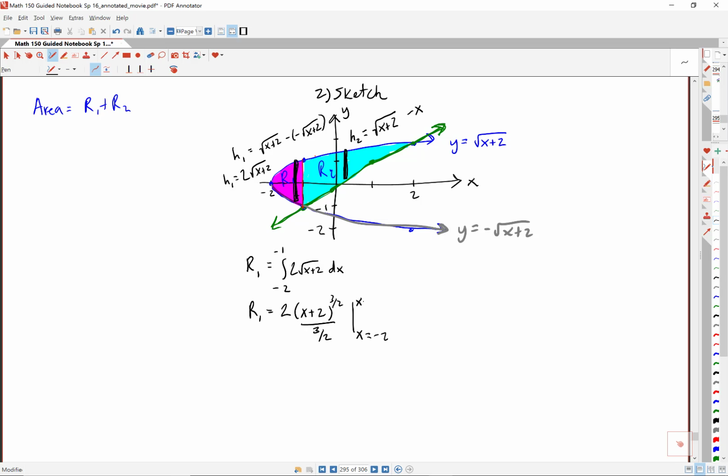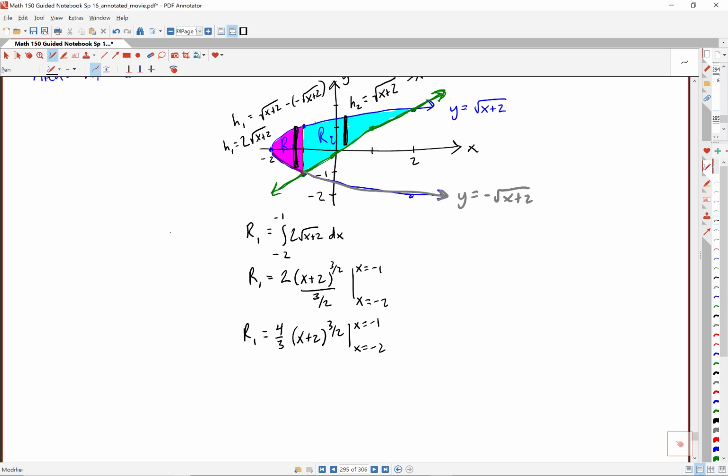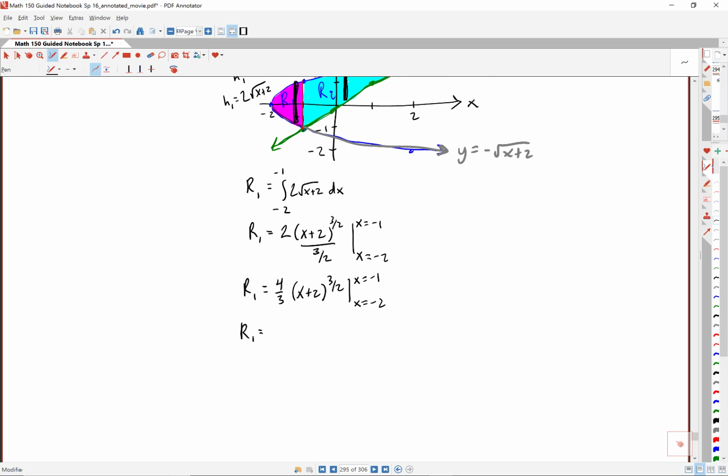So region 1 will be 4/3 times (x plus 2) to the 3 halves from x is negative 2 to x is negative 1, which will give us 4/3 times the upper limit of negative 1 will just give us 1 to the 3 halves, and then minus negative 2 plus 2 is 0, so you just have 0 to the 3 halves. So region 1 is 4/3 square units.